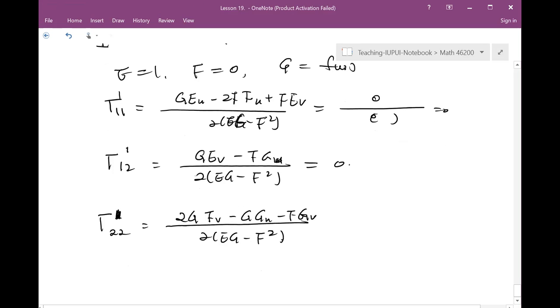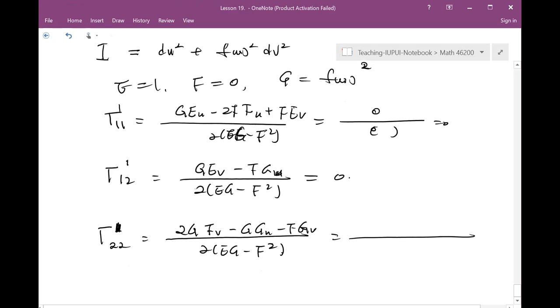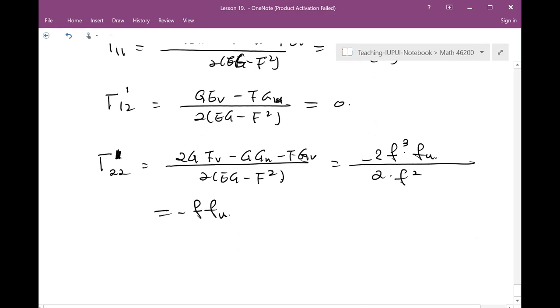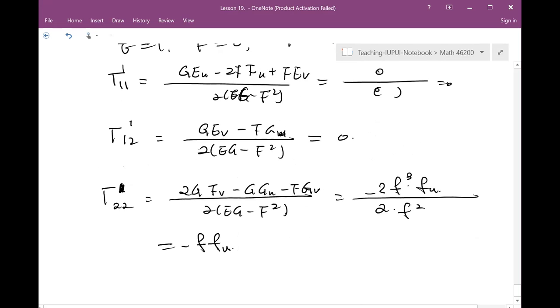So what term is not equal to 0? F is 0, F is 0, so only the term in the middle. It's twice of F squared, then I think it's F cubed, and the denominator is the product with 2F squared. So the answer would be negative F_u over F. So most of the coefficients are all 0. Then let's finish the other part.